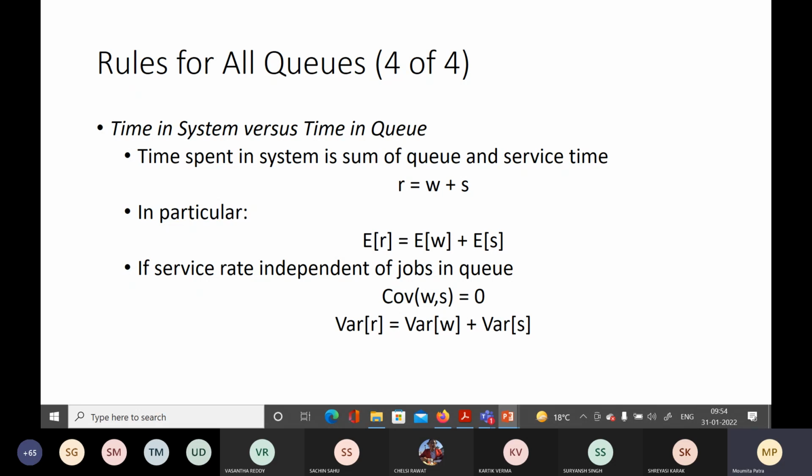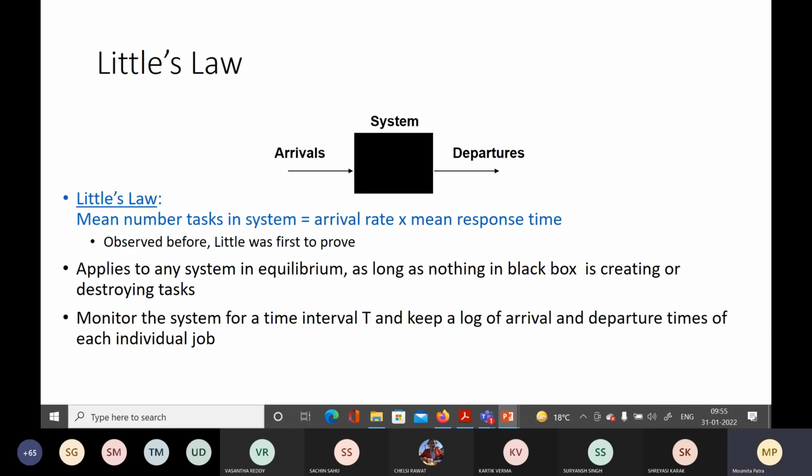We have also seen that service rate is independent of jobs in the queue. In those cases, you will have covariance of W and S is equal to 0, and with that variance of R is equal to variance of W plus variance of S. So this ends the rules for queues. Little's law and its analysis and all those things we will do in the next class, because we are out of time today.